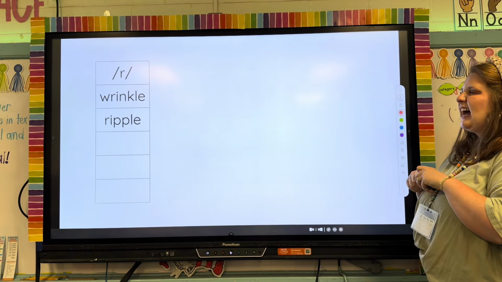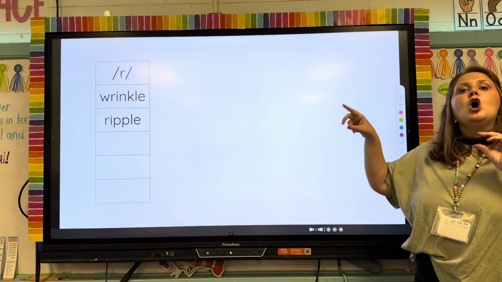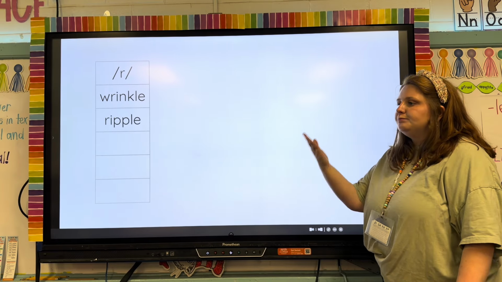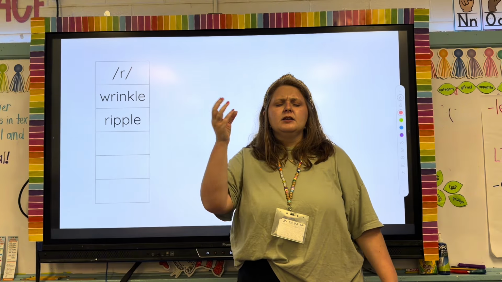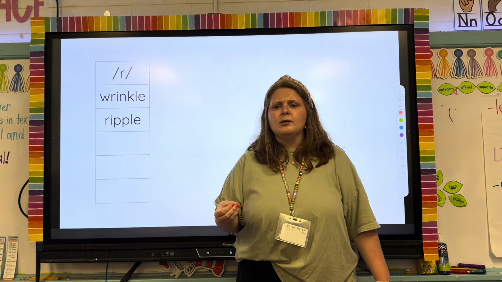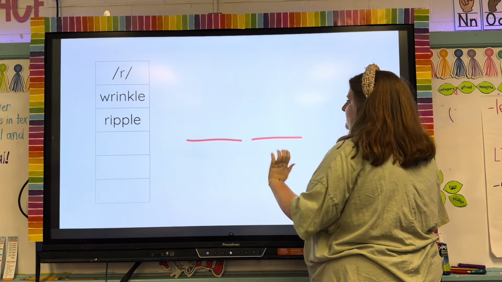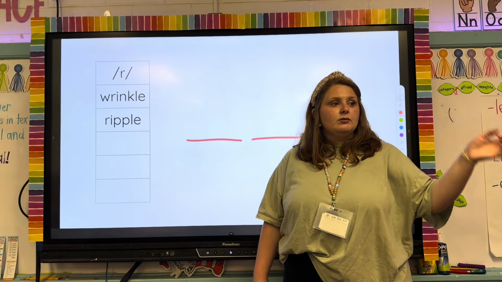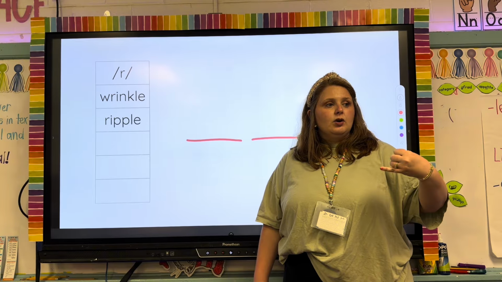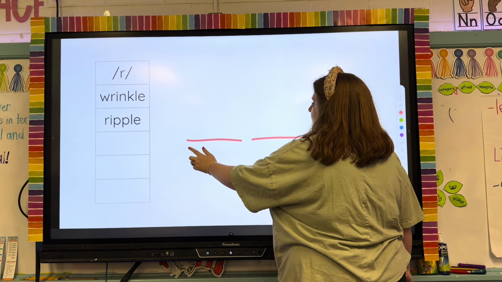My next one, what is that word? Is that rifle? Ripple. Hum it. Ooh, that was not a hum. Hum it. Mm-hmm. How many syllables? 2 syllables. What's my first syllable? Rip. Right? Pound it. Rip. How many phonemes? 3.